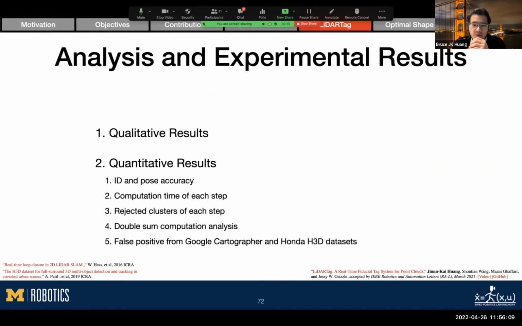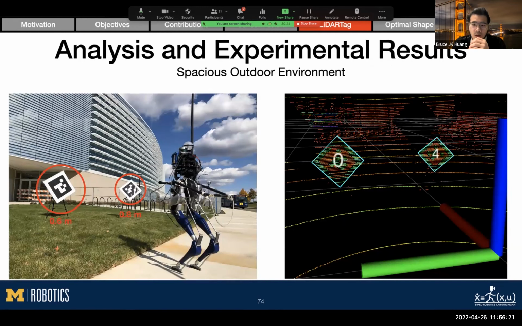We have extensive results in the paper. Because of the time, we only show some qualitative results and one of the quantitative results. We put the tags in a spacious outdoor environment. On the left, you can see the experimental setup, where we have two sizes of tags, and on the right are the detection and the decoding results.